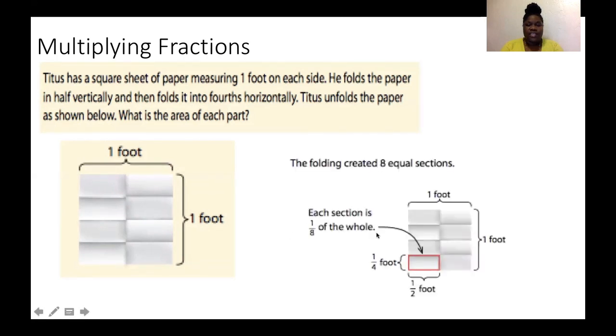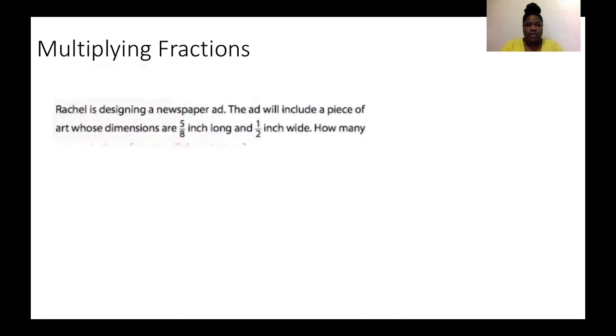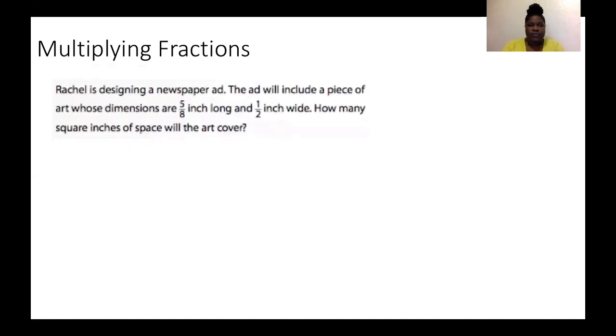So now each section is one piece out of 8 total pieces in all. So the area of each part is 1/8, because it's 1/8 out of the whole. Let's look at another example. Rachel is designing a newspaper ad. The ad will include a piece of art whose dimensions are 5/8 inch long and 1/2 inch wide. How many square inches of space will the art cover?